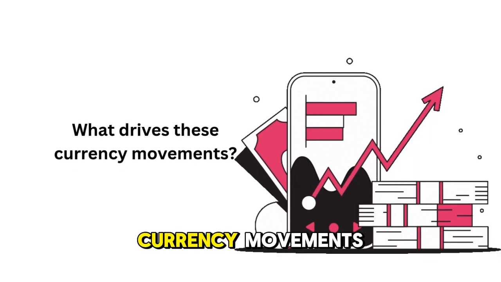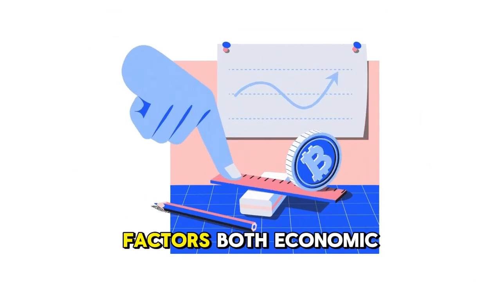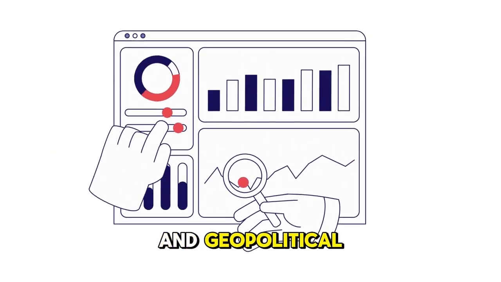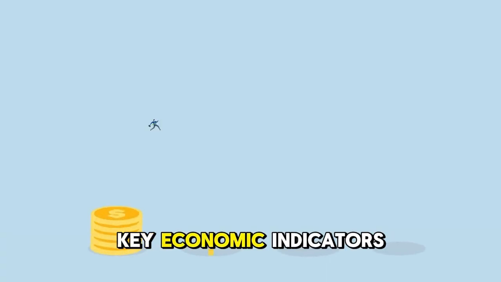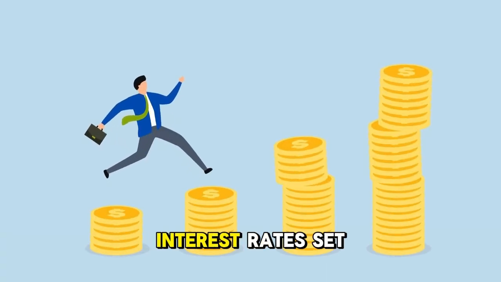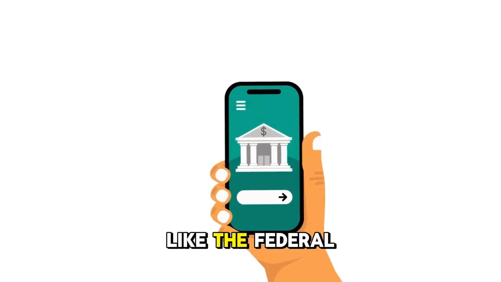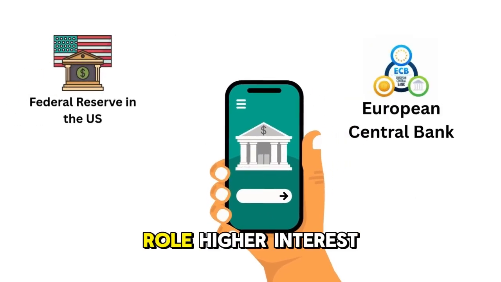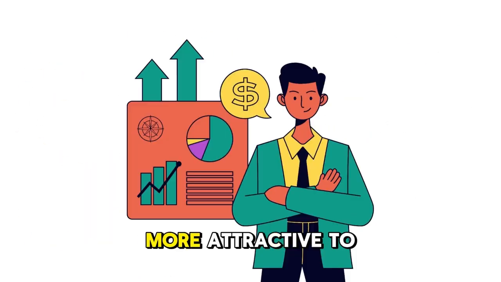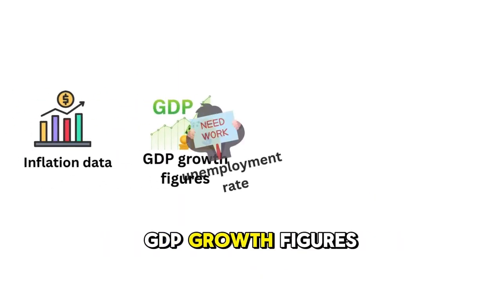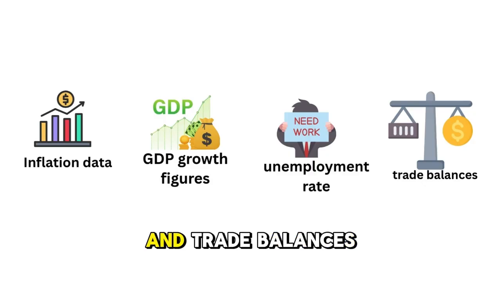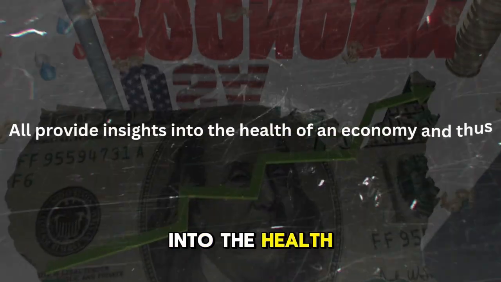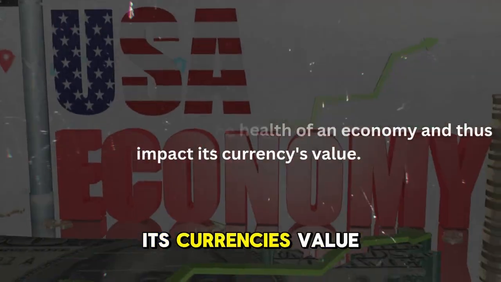What drives these currency movements? A multitude of factors, both economic and geopolitical, influence exchange rates. Key economic indicators are paramount. Interest rates set by central banks, like the Federal Reserve in the US or the European Central Bank, play a significant role. Higher interest rates can make a currency more attractive to foreign investors, increasing demand. Inflation data, GDP growth figures, unemployment rates, and trade balances all provide insights into the health of an economy and thus impact its currency's value.